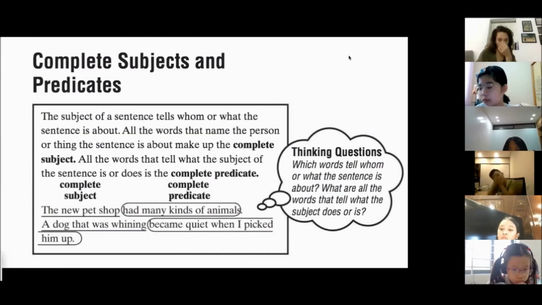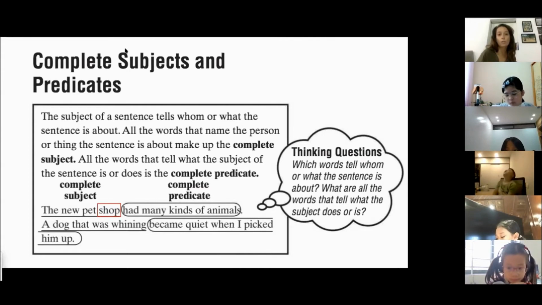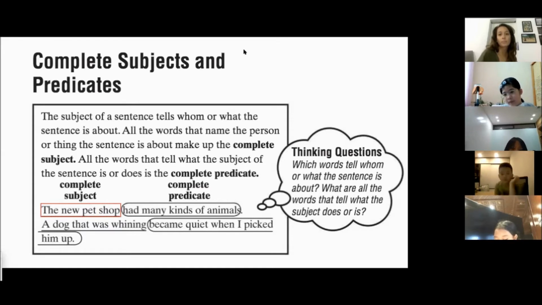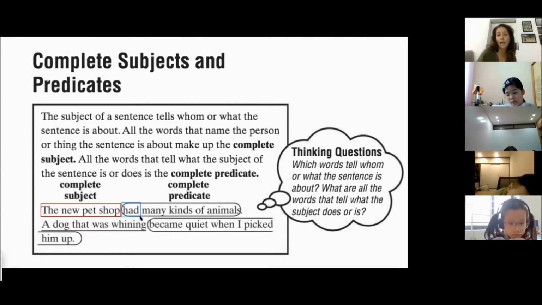So looking at our example sentence, the new pet shop had many kinds of animals. So think, which words tell whom or what the sentence is about? So our simple subject would be shop. But now we want all the words that tell about the subject. So that would be the new pet shop. What are all the words that tell what the subject does or is? The simple predicate would be had. That's our verb. But now we want all the words. Had what? Had many kinds of animals. Does that make sense for everyone? So now we're talking about all the words that make up the subject or the predicate.